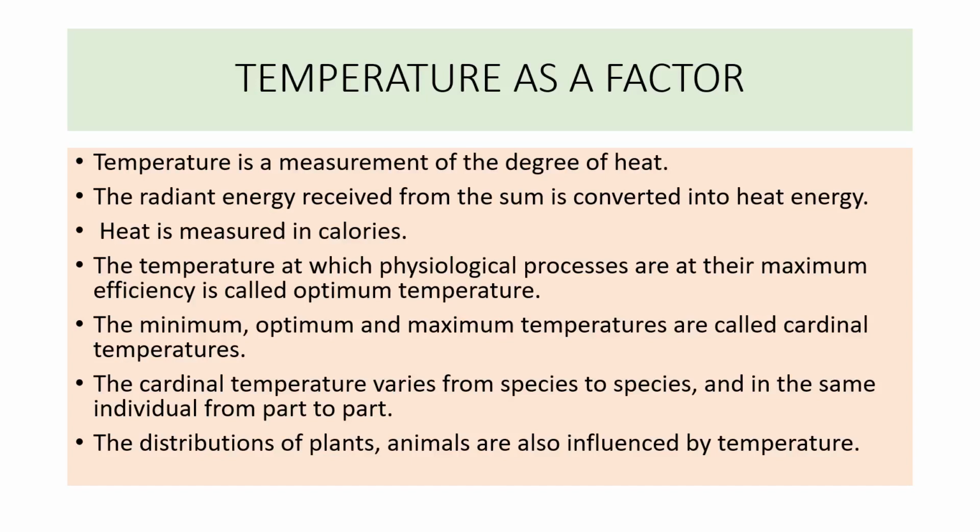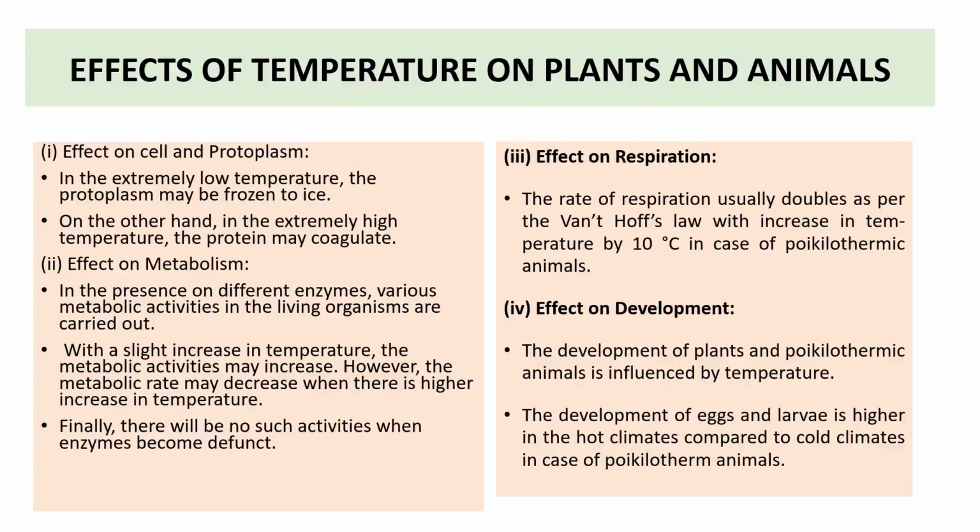The minimum, optimum and maximum temperatures are called the cardinal temperatures. The cardinal temperature varies from species to species and in the same individual from time to time in the life cycle. The distribution of plants and animals is also influenced by temperature. So various effects of temperature are seen on plants as well as animals.